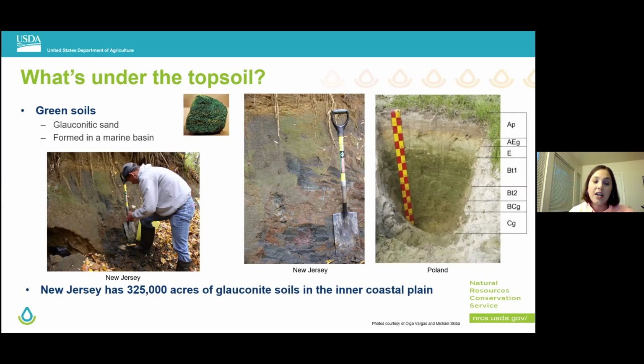We have 325,000 acres of those soils in New Jersey. They're also registered in other parts of the world, like Poland. In Poland, they're younger. The rocks containing the glauconite are 20 to 30 million years old. I know it's still a lot of time, but they're younger.